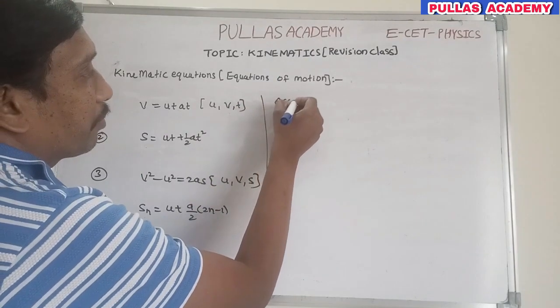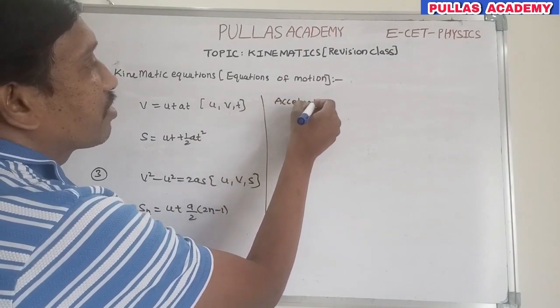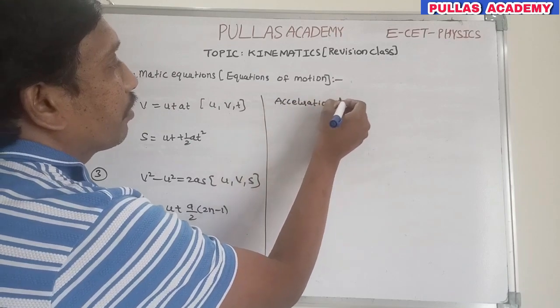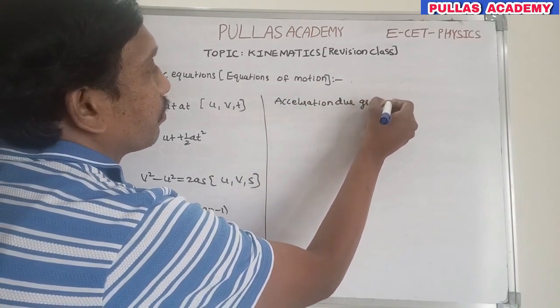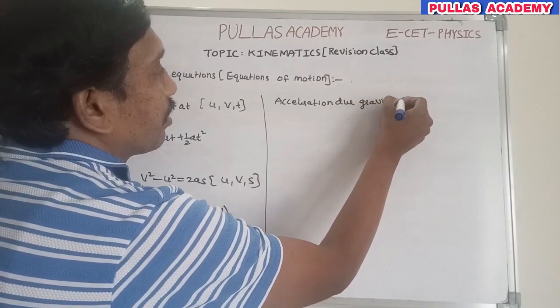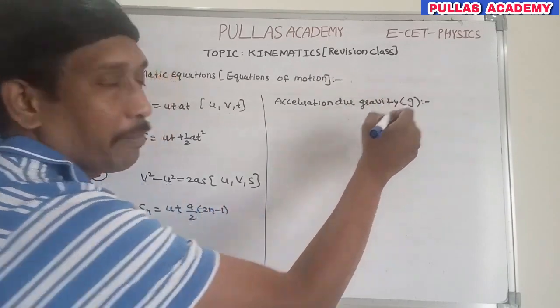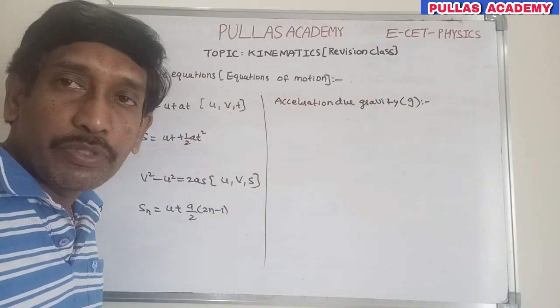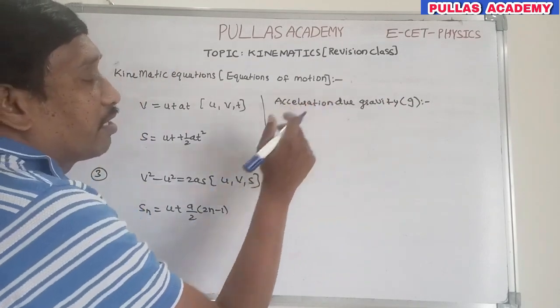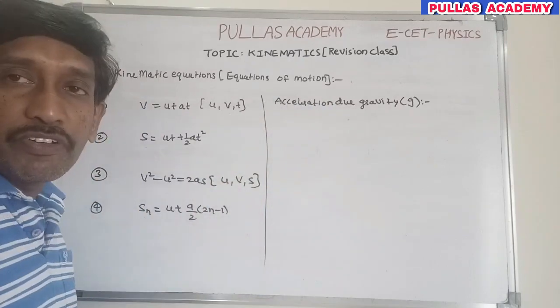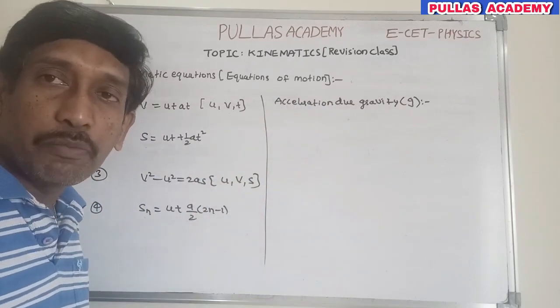Next, we will discuss acceleration due to gravity. What is acceleration due to gravity? It is denoted by small g. The uniform acceleration gained by a body due to the gravitational force is called acceleration due to gravity. Based on the acceleration due to gravity, we will discuss vertical motion.